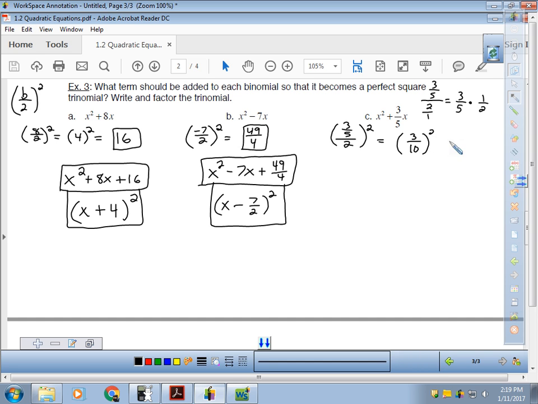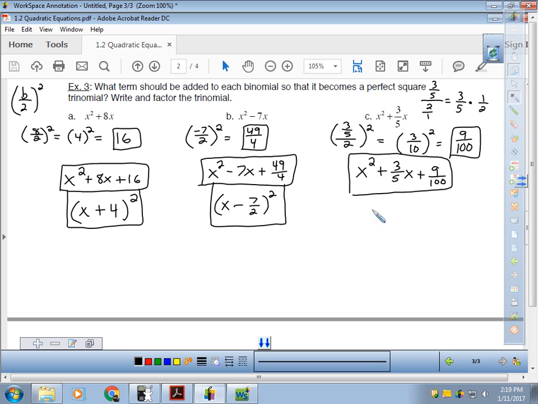And then we're squaring that. So when we square it, 3 squared is 9, and then 10 squared is 100. So we need to add 9 over 100 to this equation to make it a perfect square trinomial. And so when we do, we would have x squared plus 3/5 x plus 9 over 100.